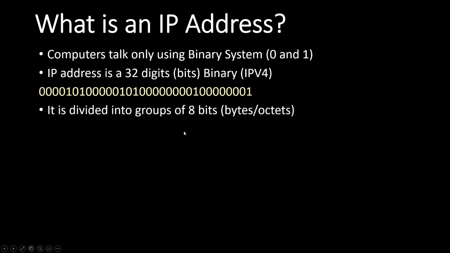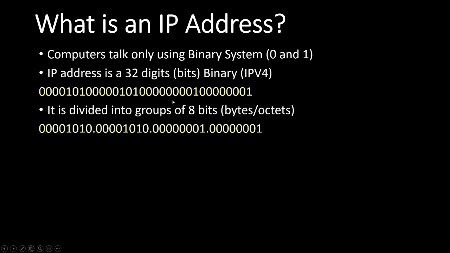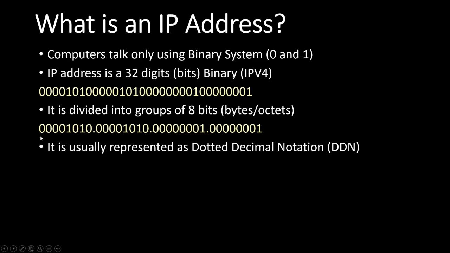These 32 bits or 32 digits are divided into groups of 8 bits each. This chunk of 8 bits is called a byte in computer systems, or an octet. So this 32-bit binary number, which is the IP address, is usually grouped into 4 groups. Each group is 8 bits or an octet, and these groups in total are the IP address. It is not easy for humans to memorize such a long series of bits or digits, and that's why IP addresses usually are represented in dotted decimal notation or DDN.